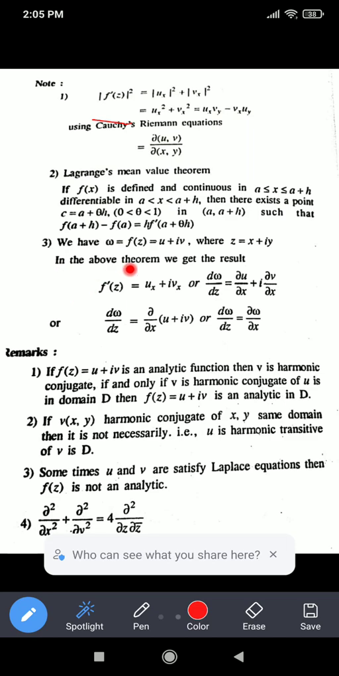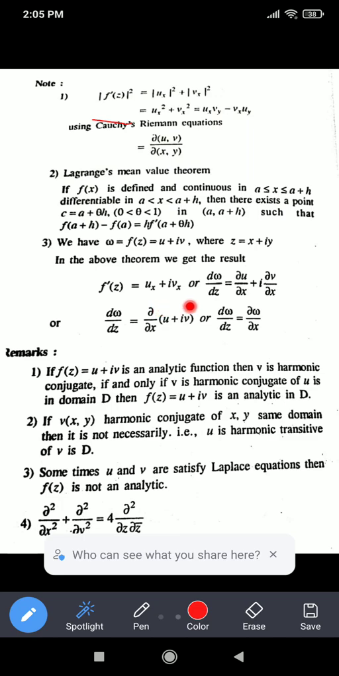Now, one more note. We have omega is equal to f of z is equal to u plus iv, a complex variable, where z is x plus iy. Complex variable in the form of u plus iv and complex number in the form of x plus iy. Now for the above equation, that is f of z, the differentiation is f dash of z is equal to ux plus i into vy. Differentiate partially with respect to x.